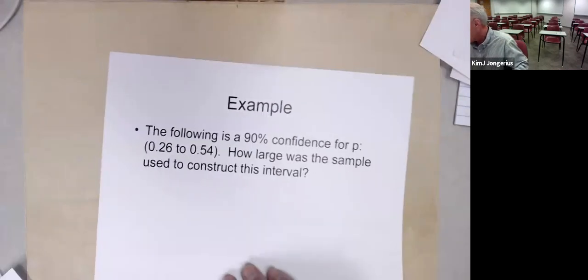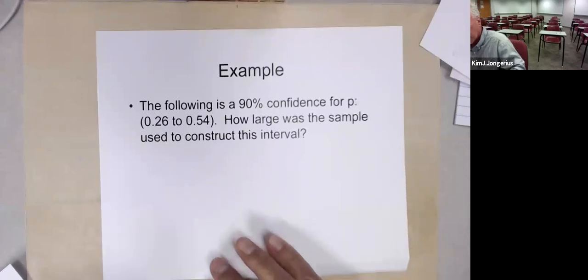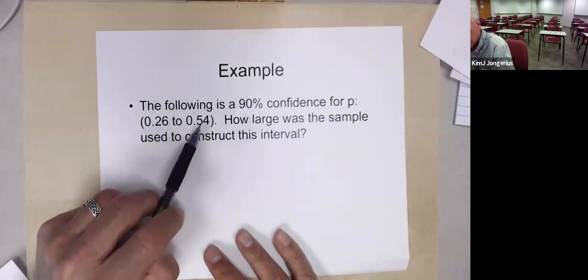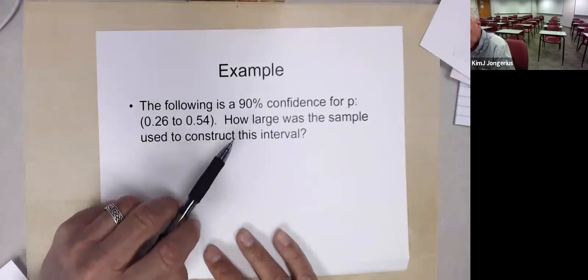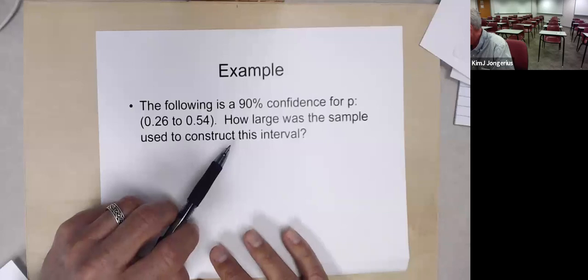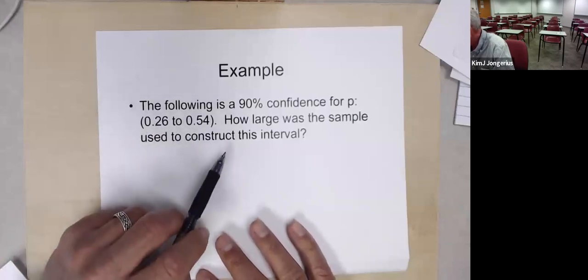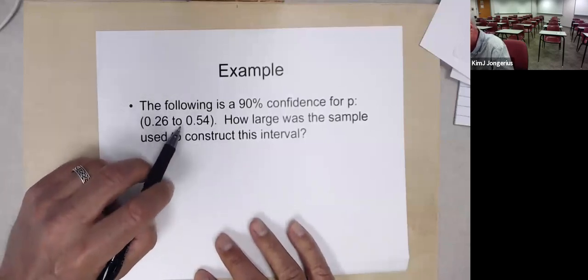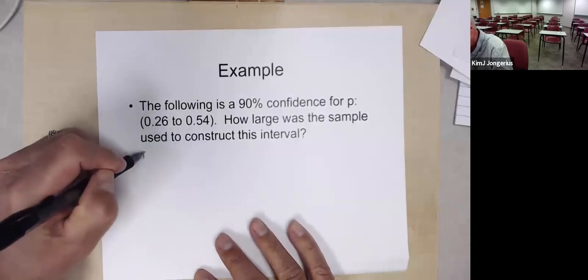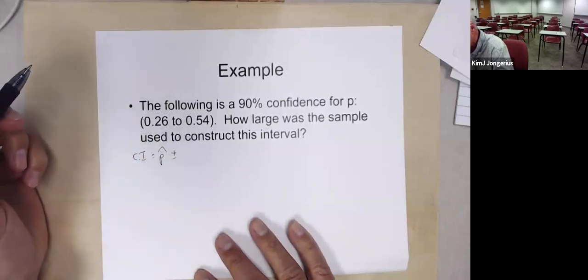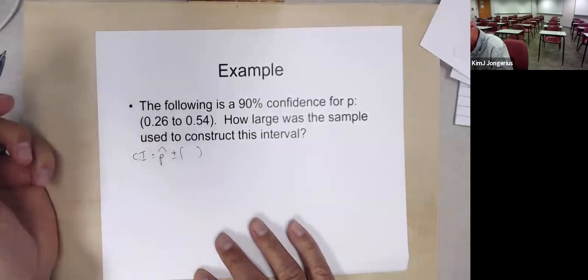Finally, our last example. The following is a 90% confidence interval, and it goes from 26% up to 54%. They're asking how large was the sample used to construct this interval? Well, where would that come from? That particular sample being used here. First of all, the interval itself. Do you notice that it's going to be some particular p hat plus or minus some particular amount?